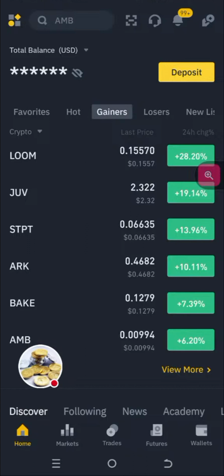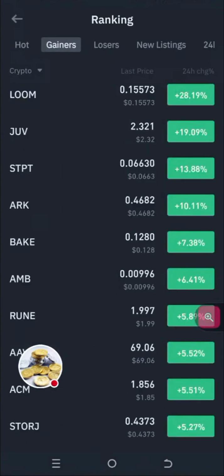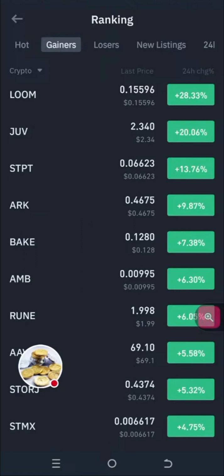Now you can see here that we've got a couple of coins. Of course, like you always know, I love to go for coins that are really tiny. You click on view more to be able to see all the coins in the order that they're actually listed. You can see that Loom has the highest, a 28% increase in the last 24 hours. Then we have JUV, a 20.01% change in the last 24 hours, and so on.